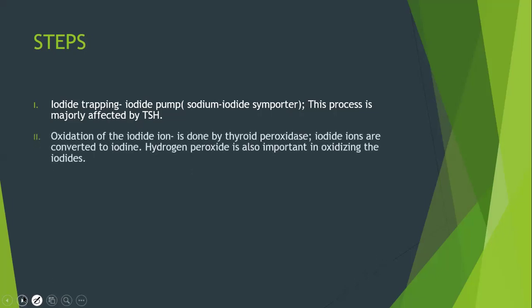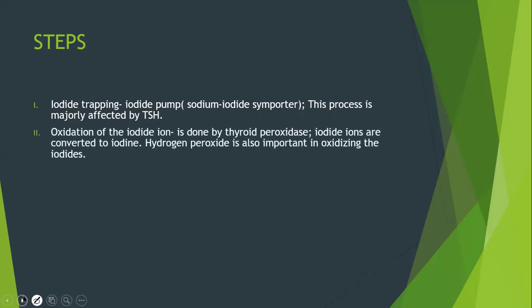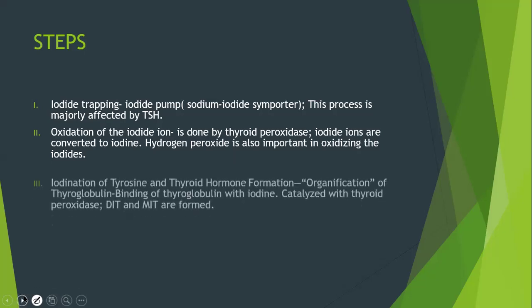Now, the second step will be oxidation of iodide ions. After they have been taken into the follicular epithelium, we have an enzyme called thyroid peroxidase. This enzyme is very important to convert iodide ions to iodine. And we'll see that hydrogen peroxide is usually very important for this particular step of thyroid hormone synthesis.